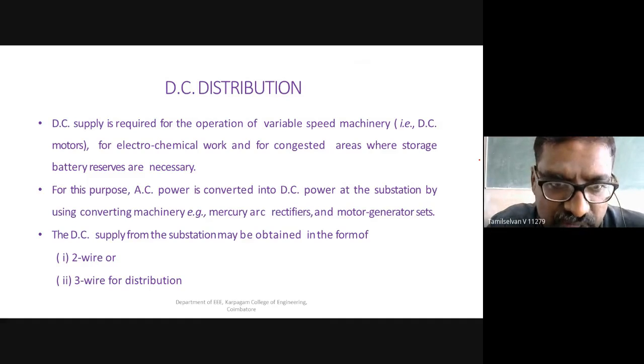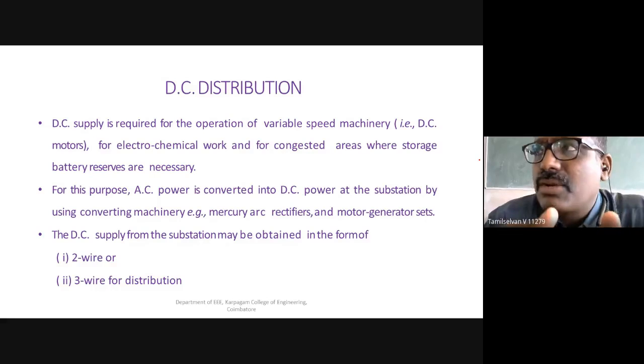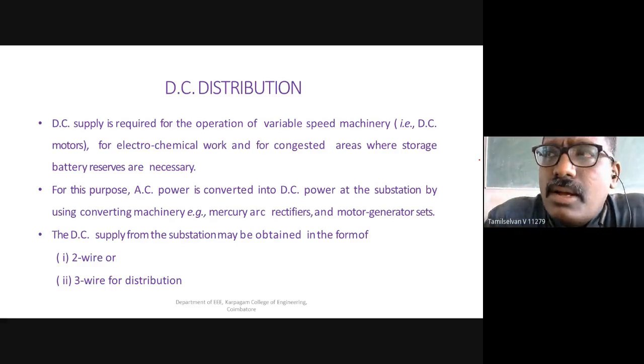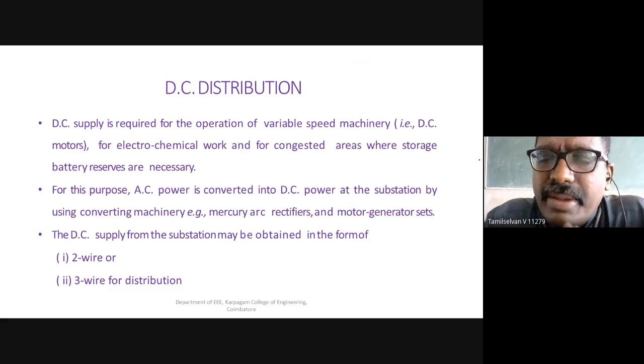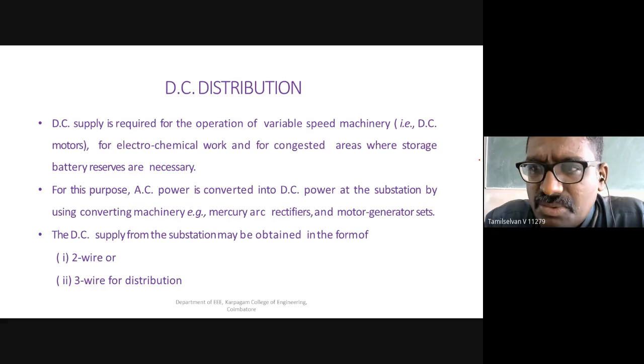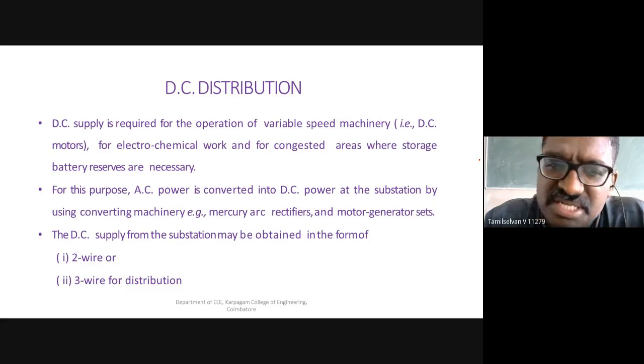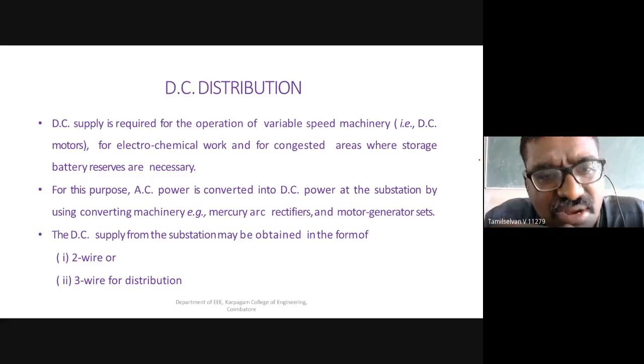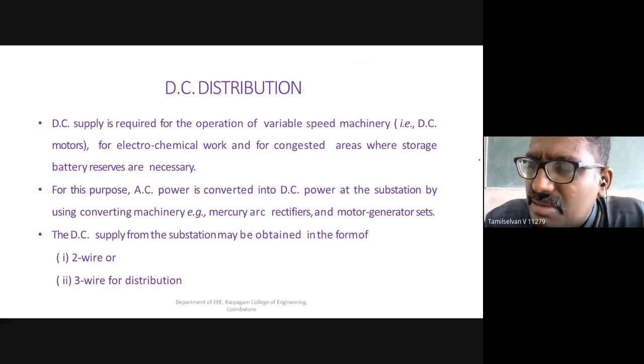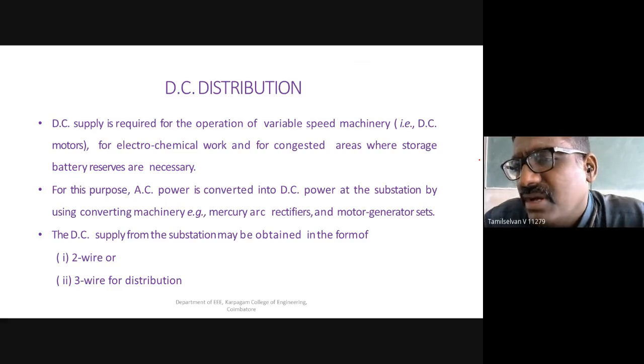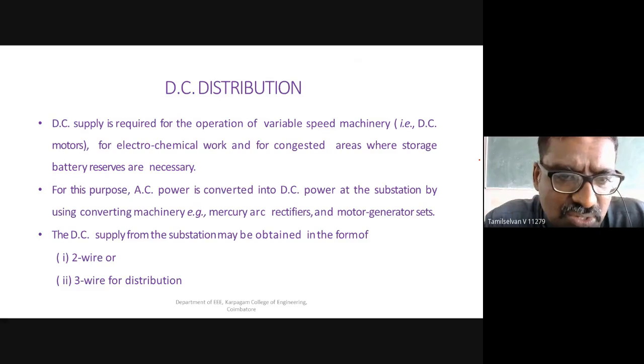The electrochemical work we are doing is painting. Even in the car manufacturing industry, they use electrochemical painting of the entire car. So there we need a DC supply. In some drives applications we also need DC power supply, because the DC drive is more preferred compared to an AC drive. So then we need a DC distribution system.